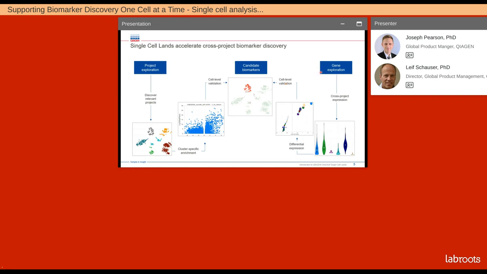Or if you have candidate biomarkers and you want to confirm exactly where they're expressed, you can quickly visualize gene expression across data sets or within data sets grouped on any curated metadata. Then identify curated cell clusters where your gene of interest is specifically upregulated or downregulated to understand its enrichment and specificity. And then, of course, confirm this at the cell level.